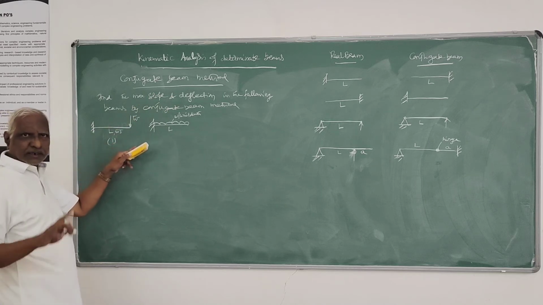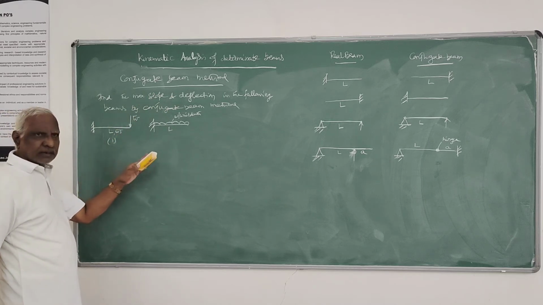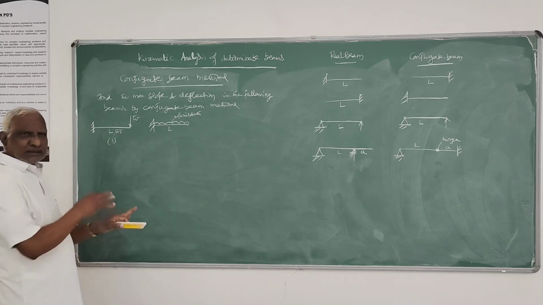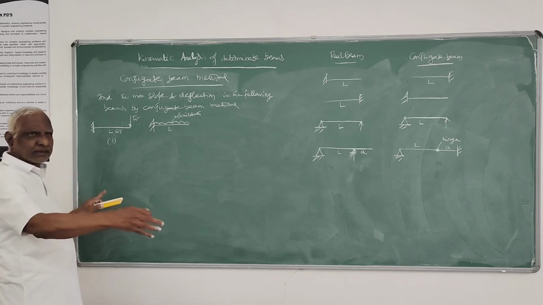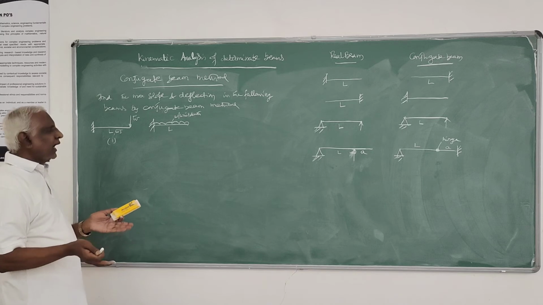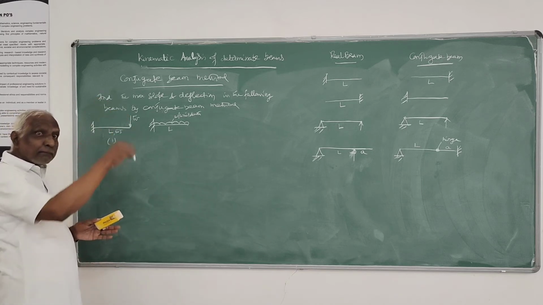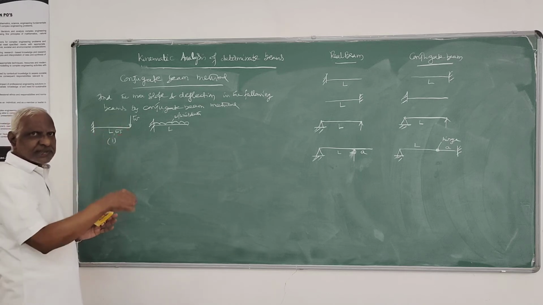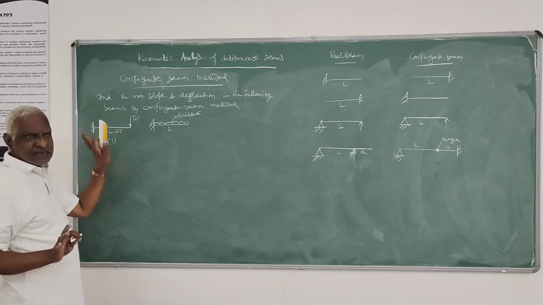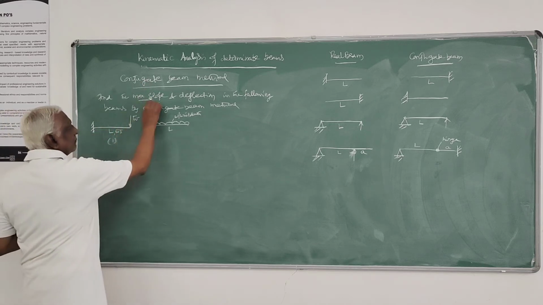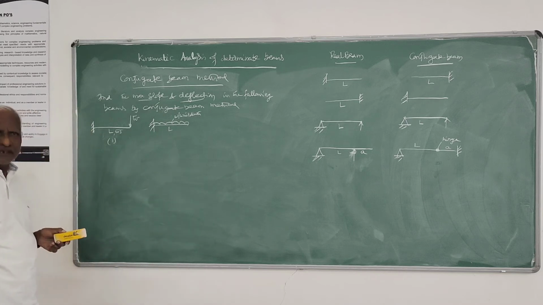In a cantilever, you can remember as a rule, the maximum slope and deflection occur at the free end. In a simply supported beam, the maximum slope occurs at the supports, and the maximum deflection occurs under the maximum concentrated load, where it is acting. Under that you can expect maximum deflection. That you have to remember. If you remember that, then straight away these values you can determine by the conjugate beam method.